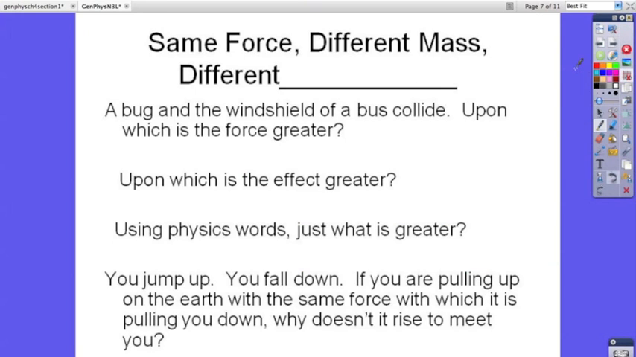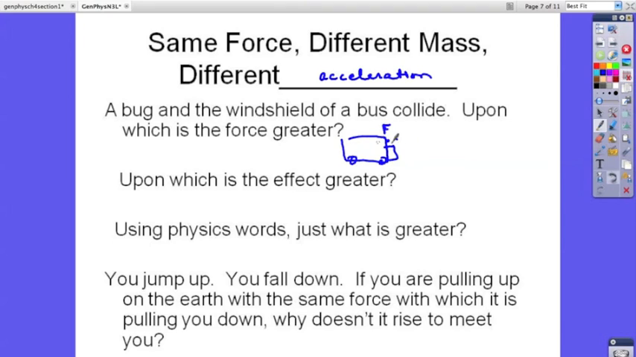Same force, different mass, means different acceleration. A bug and the windshield of a bus collide. Upon which is the force greater? Newton's third law says every force is an interaction, and the force that object A exerts on object B is the same as object B exerts on object A. So while the bus might be really, really big, and the bug might be really small, when the bug collides with the windshield of the bus, the forces that they exert on each other are equal.